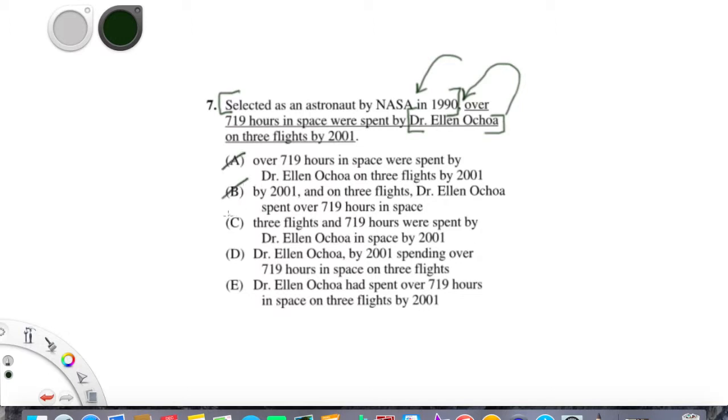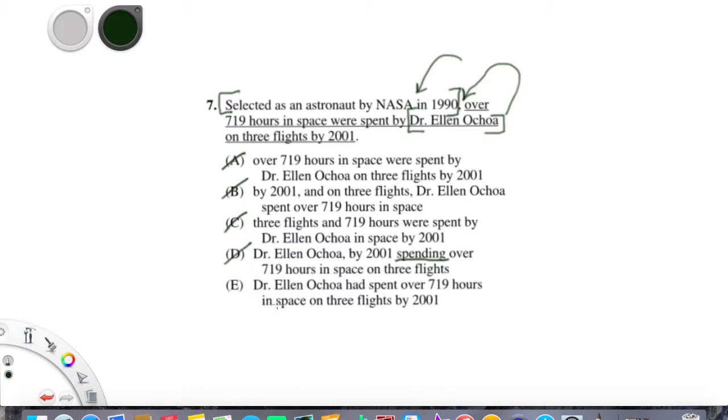Okay, so right away we know, because it's a misplaced modifier and where Dr. Ellen Ochoa should be, that A, B, and C are incorrect. Now we're looking at D and E. So let's see. Selected as an astronaut by NASA in 1990, Dr. Ellen Ochoa by 2001 spending over 719 hours in space on 3 flights. Well, it sounds a little weird. One of the things to look out for on the test is that ing constructions of verbs are typically not right, especially if it's the main verb in a sentence. Ing constructions are going to be wrong. So E is going to be our best answer here.